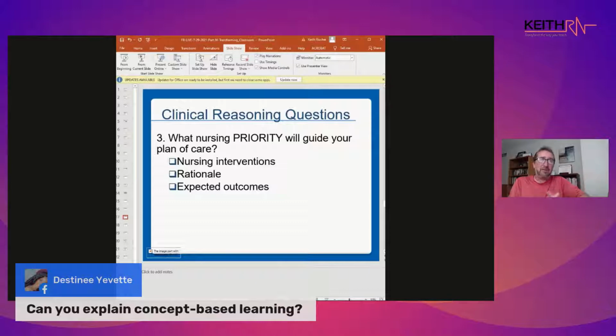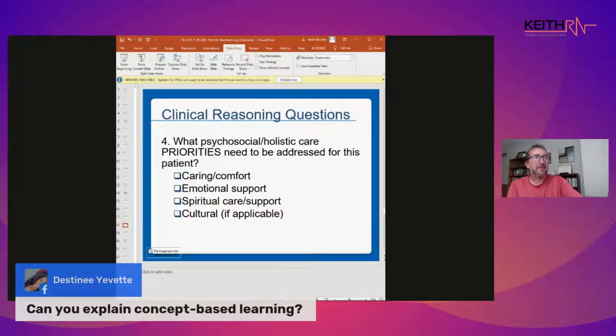Then the third question, what's the nursing priority and plan of care? So again, nursing process is never going to go out of style. That's responding of Tanner. And that's also the next step of Next Gen, is that responding. And so what's the plan, what's the priority? The priority interventions, the rationale for the interventions, the expected outcomes. Those are all identified in the cases that I've written.